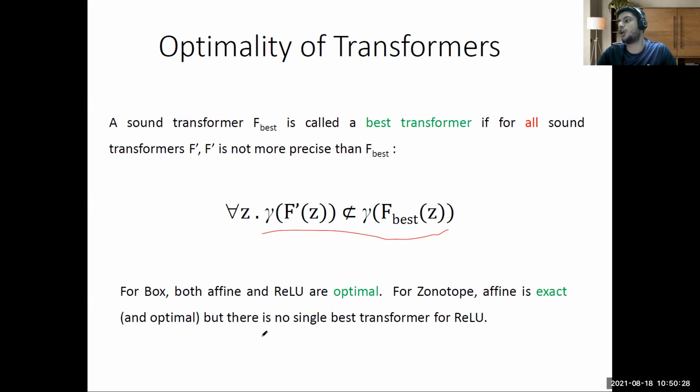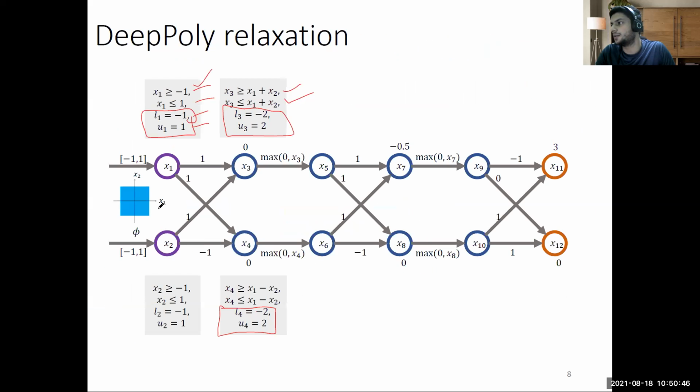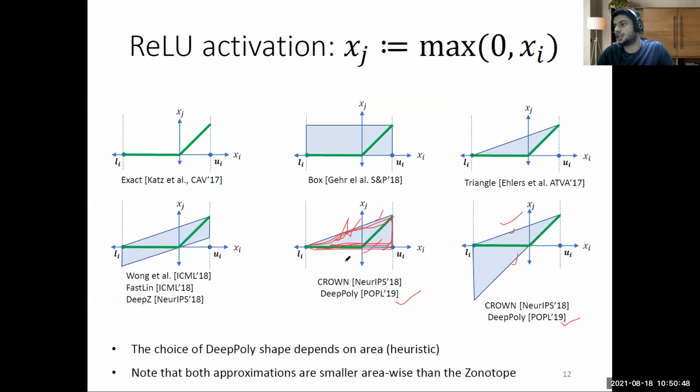is no single optimal transformer for ReLU, because we looked at different shapes, and we also talked about dynamically calculating the area, and taking area as a heuristic to calculate the final Zonotope shape. What I'm trying to say here is, even in case of deep poly, there were two transformations for ReLU, and there is no single best, and we can't compare them. So that's why there is no optimal transformer for deep poly.